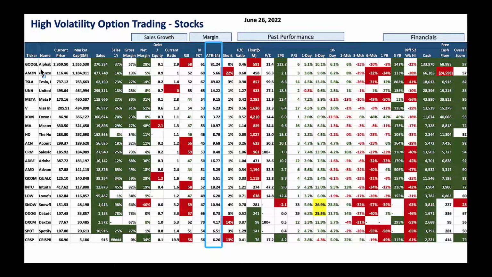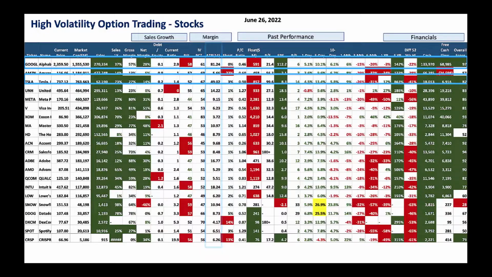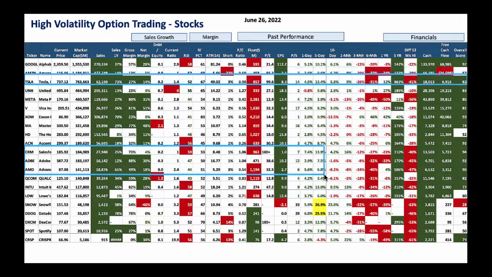I love stocks like Google, which is a high price, as you can see here. I love Tesla. Again, look, Tesla here, one of my favorite option trading stocks. And I also love stocks like Adobe, CRM. Again, my favorite. AMD is one of my favorites here, as well as NVDA.